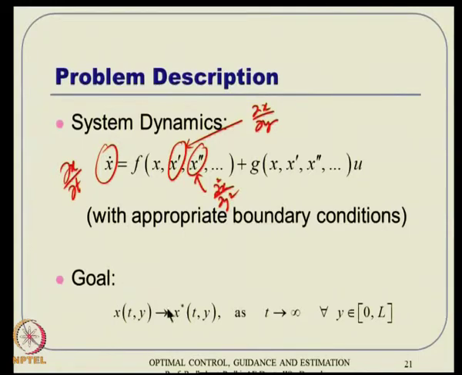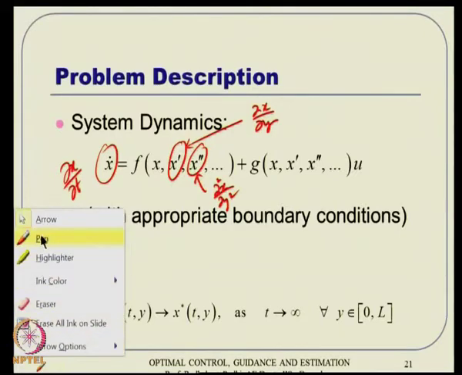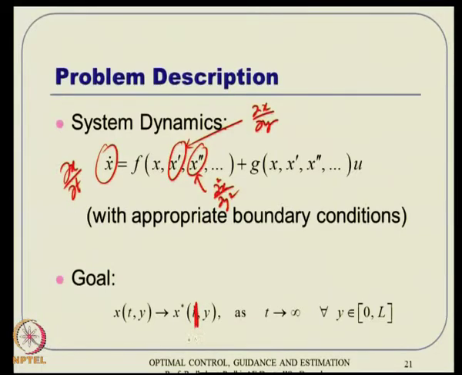And the objective is that x of t, y should go to x star of t, y as t goes to infinity. Theoretically speaking, t does not mean much here, because t goes to infinity already. So we have x star of y. Let us say I want it to happen something like this, y going from 0 to L, and I want it to behave like this. This is my x star, which is a function of y. So as time evolves, any arbitrary initial profile should finally converge here. That is the ultimate objective.